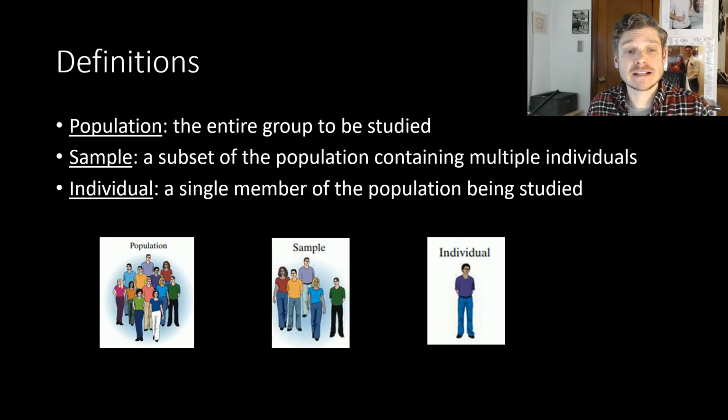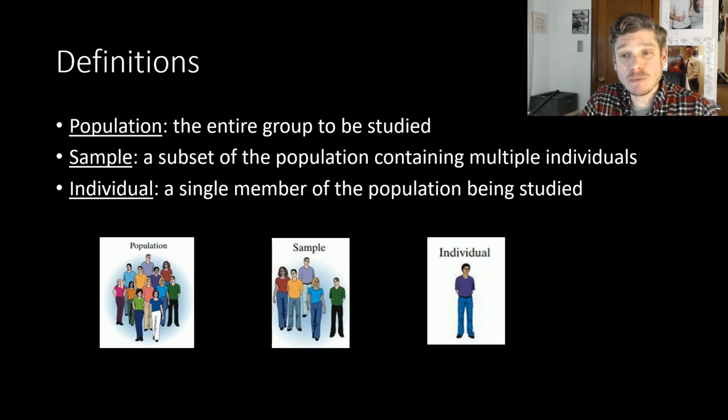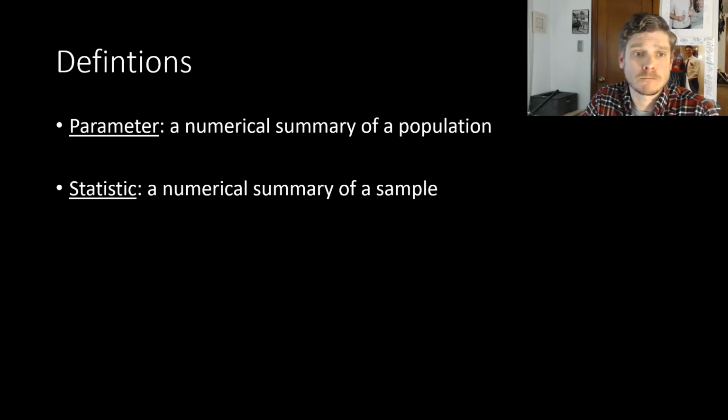So you need to rely on a sample, a smaller subset of that population that contains multiple individuals, where an individual is a single member of the population being studied. Again, we can't possibly ask everyone in the population, so we need to rely on a sample, and we hope that our sample is representative enough of the population that when we make our claims, they're hopefully accurate. Now, a parameter is a numerical summary of a population. That's what we're hoping to describe, but we can't ask everybody in a population, so we rely on just our sample.